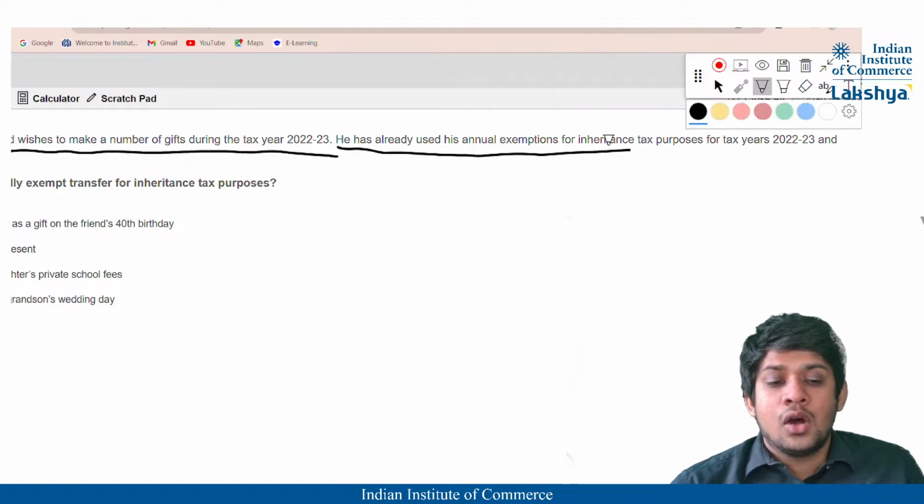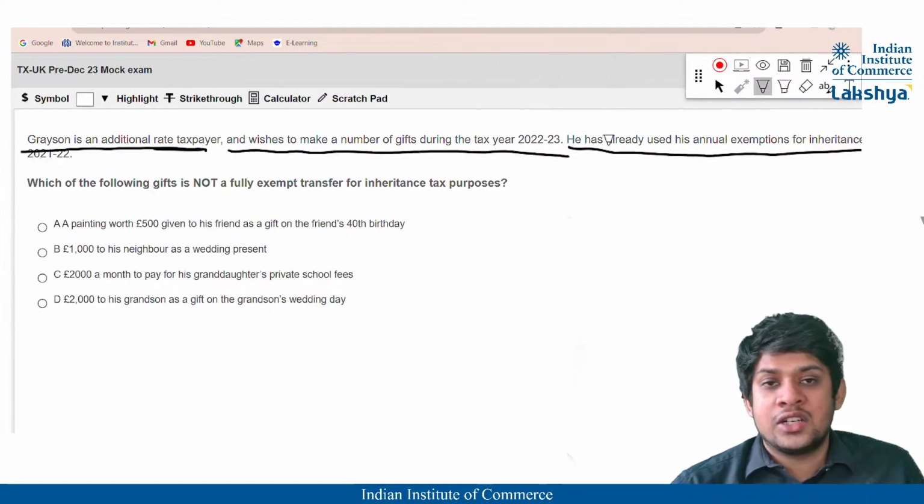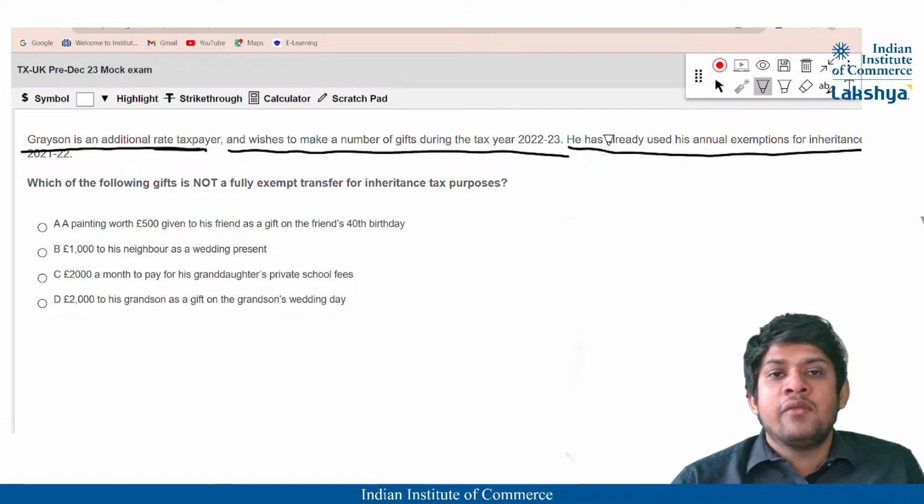So always remember, on the PETs or CLTs that he is making, if you're making a gift to a connected party like your spouse or children or anyone, then it is known as a PET. When your gift is being given to a trust, then it will be considered as a CLT.